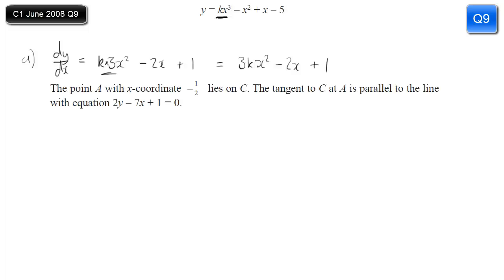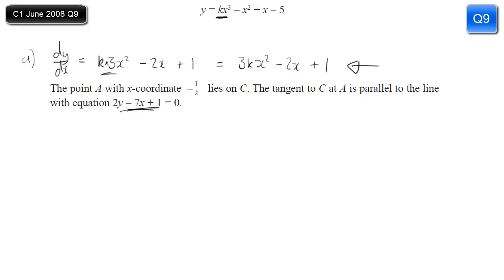Now, part B, we're given a bunch of information. I have to figure out what's relevant and what to do with it. So point A has x coordinate minus a half, and it lies somewhere on the curve C. And if we do the tangent to C at A, it would be parallel to this other line that we're given. So if we boil that down, what that really means is we're given the x coordinate of a point on the curve, and we're given the gradient at the point on the curve, because the gradient will be the same as the gradient of this line. And the gradient is given by this formula. dy by dx gives you the gradient.